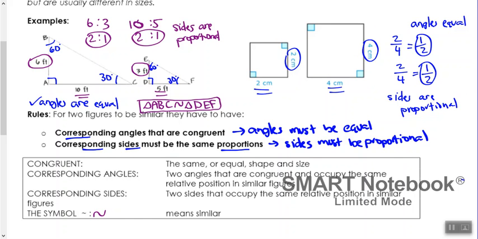So the squares are similar. And we'll just use the shorthand way of writing similar. So your squares are similar. Good, good, good.